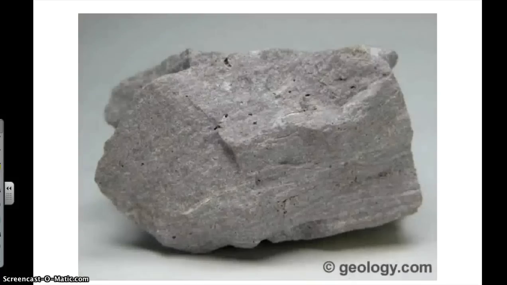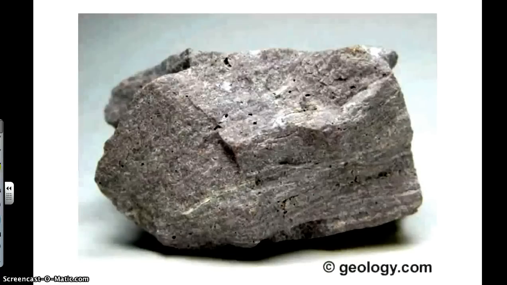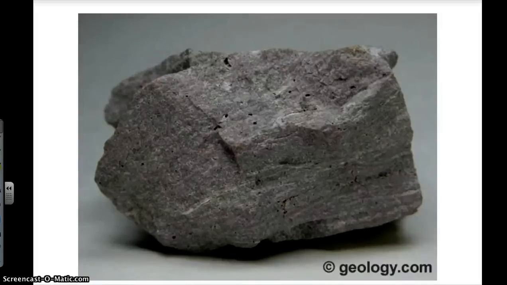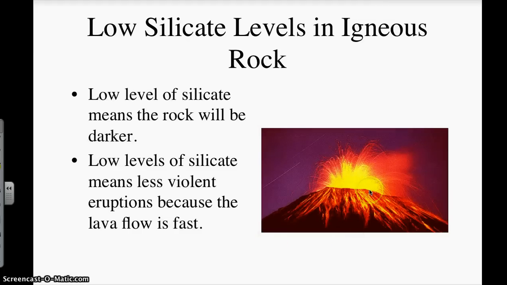Now that's not going to mean much except when it comes to volcanoes. The volcanoes that have the most violent eruptions are the ones whose lava are light in color or high in silicate. You can see here this really white plume of smoke. This is a violent eruption from this volcano. But the ones that are dark, that are low in silicate, have just a small little eruption.